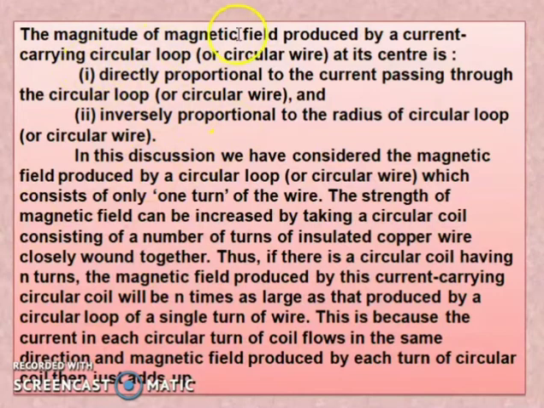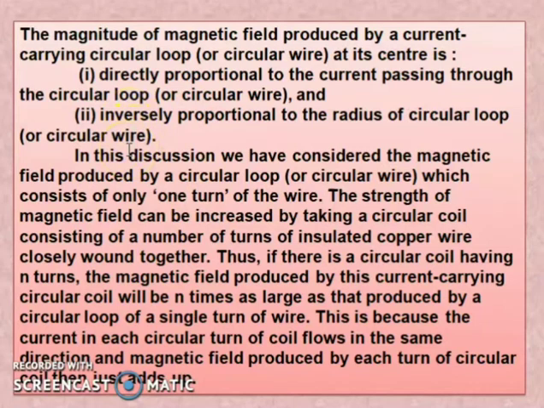The magnitude of the magnetic field produced by the current carrying circular loop at its center is directly proportional to the current passing through the circular loop. The magnetic field produced by the current carrying circular loop is directly proportional to the current and inversely proportional to the radius of the circular loop.